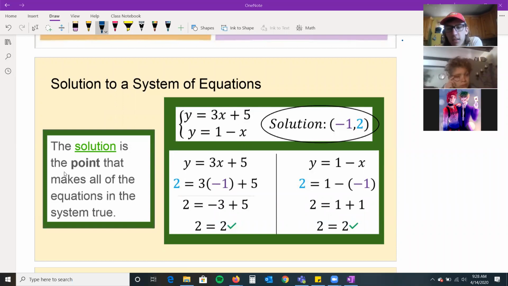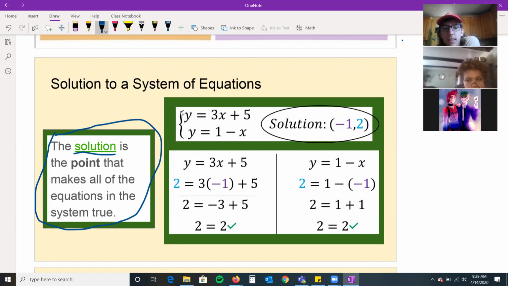I want you guys to either circle this or kind of read it to yourself. The solution is the point that makes all of the equations in the system true. Okay, that's key. So the solution is the point or coordinate pair that makes all the equations in the system true statements.